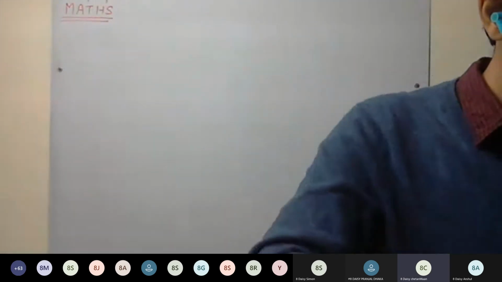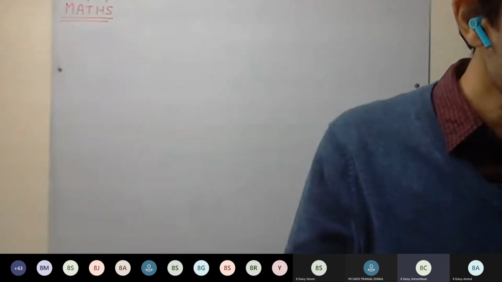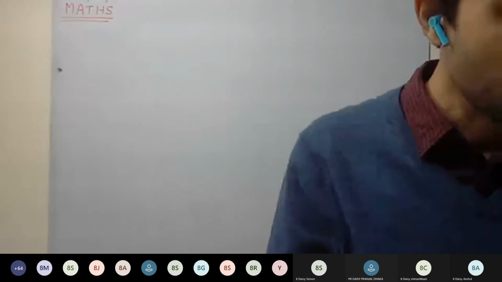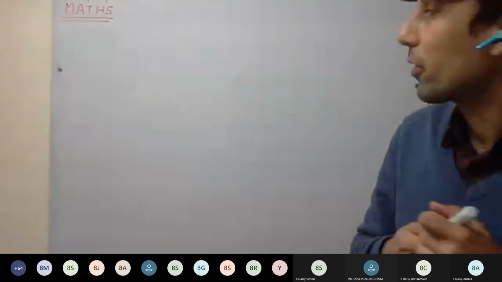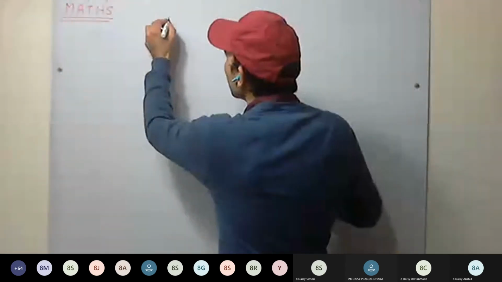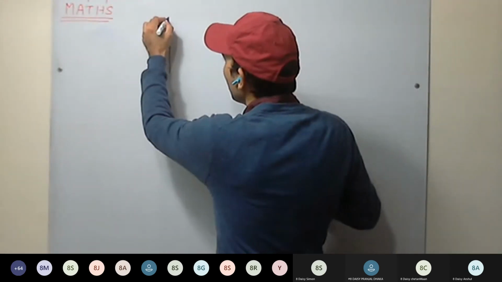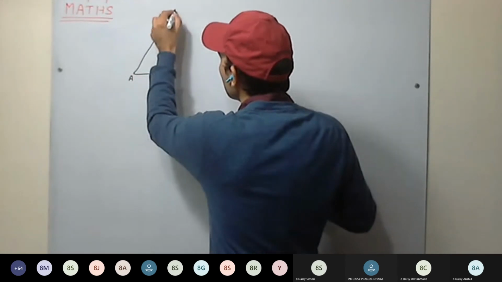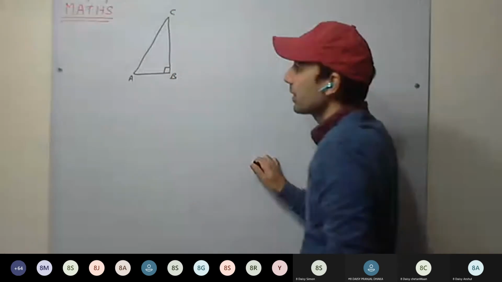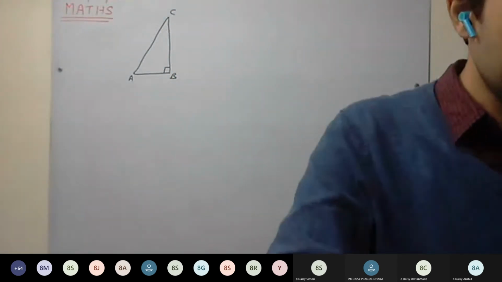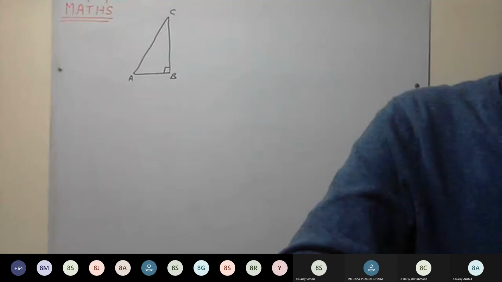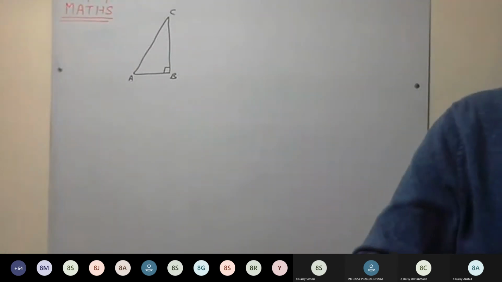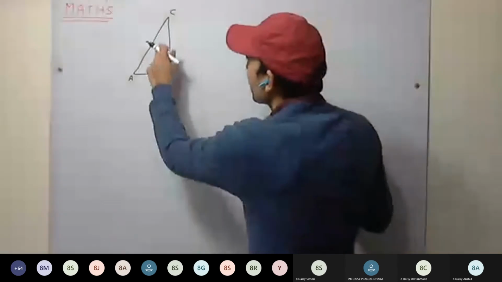Okay. 17th question. In a right angled triangle, one of the acute angle is 1/5 of the other. So we are having which kind of triangle? Right angled triangle. A, B, C. It is right angled at angle B. Okay. Now what is given? One of the acute angle is 1/5 the other.